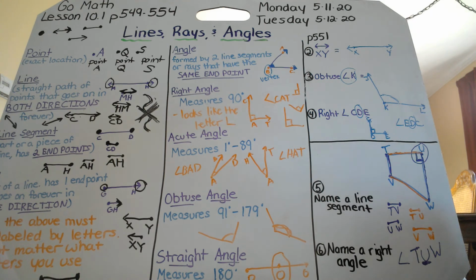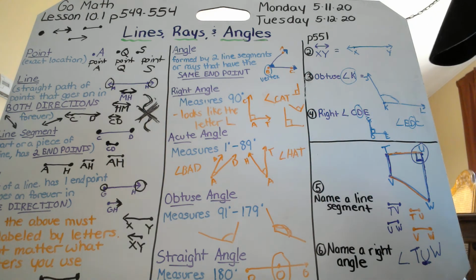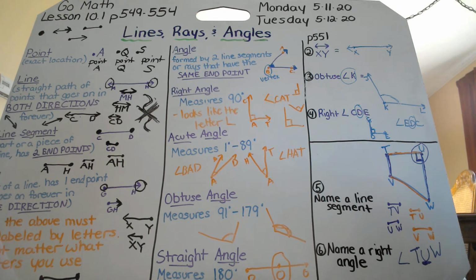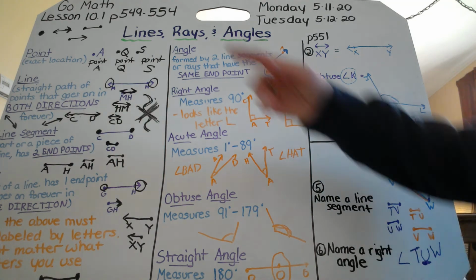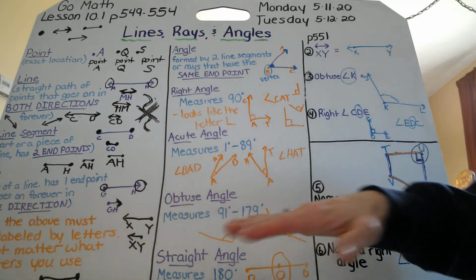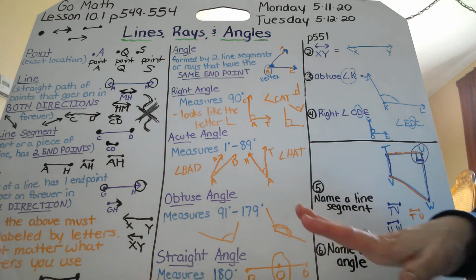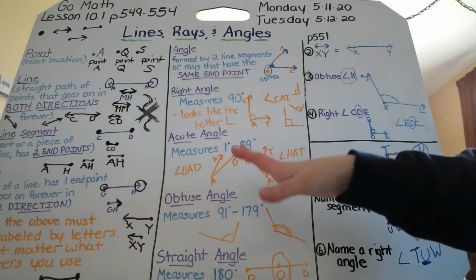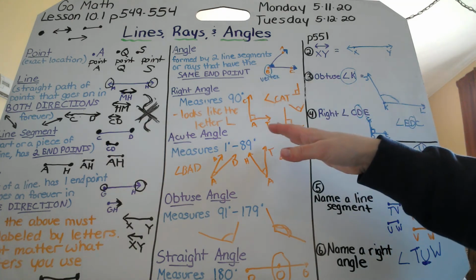All right, ladies and gentlemen, that was a whole lot. I know sometimes it feels like a whole bunch of stuff, but all of this is in your textbook on pages 549, 550. Really, it's about making sure that you memorize what a point looks like, what a line looks like, what a line segment and a ray look like, and the differences between them. And also your angles.